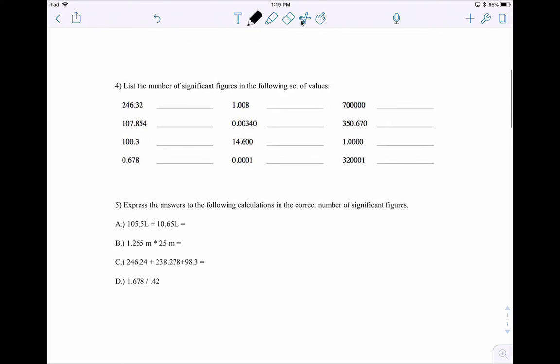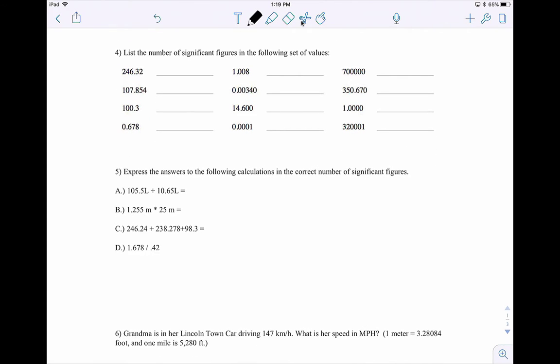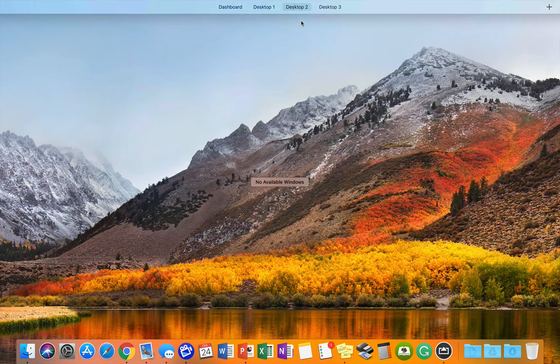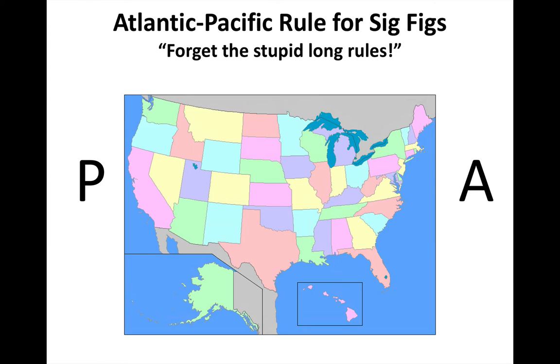Now let's move over to significant figures. And I'm going to change my laptop screen for just a second because I want to show you something. There are a lot of rules out there that you can memorize, but I don't see the point. The easiest thing that I know to use to memorize the rules for sig figs is called the Atlantic-Pacific rule. So we know where the Pacific Ocean is located. We know where the Atlantic Ocean is located. And so here are some basic rules.